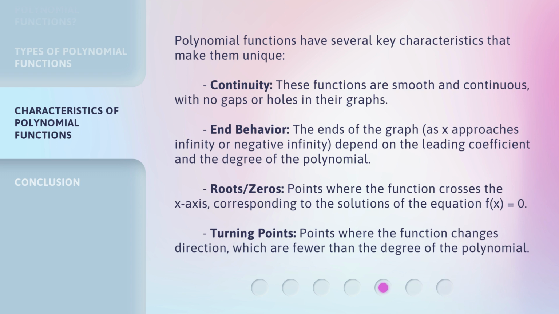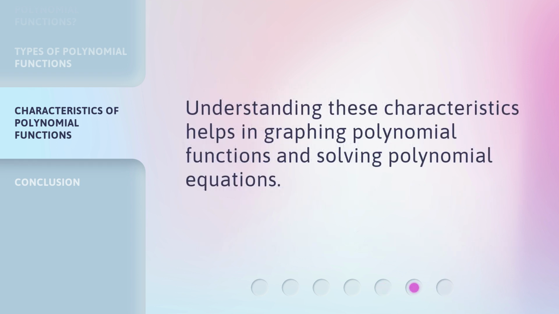Roots, or zeros. Points where the function crosses the x-axis, corresponding to the solutions of the equation f(x) equals 0. Turning points. Points where the function changes direction, which are fewer than the degree of the polynomial. Understanding these characteristics helps in graphing polynomial functions and solving polynomial equations.